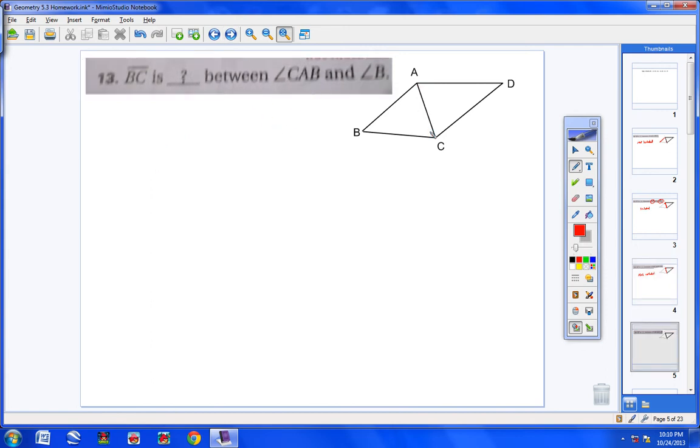Angle CAB. So here's C, then A, then B. So this angle here. And here is angle B right here. And the side they want us to look at is side BC. Here's BC. Is BC between these two angles? No, it is not. So we say that BC is not included between the two given angles. All right? Okay, let's continue on.